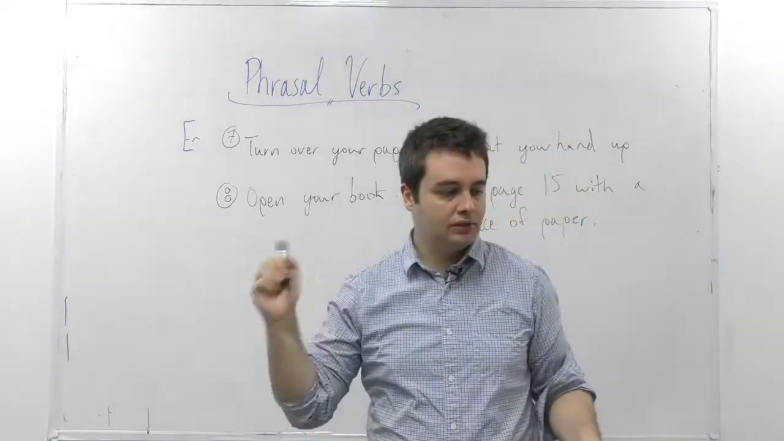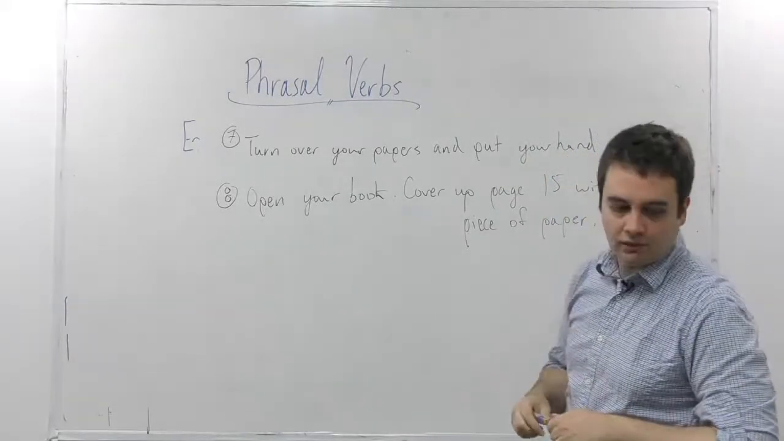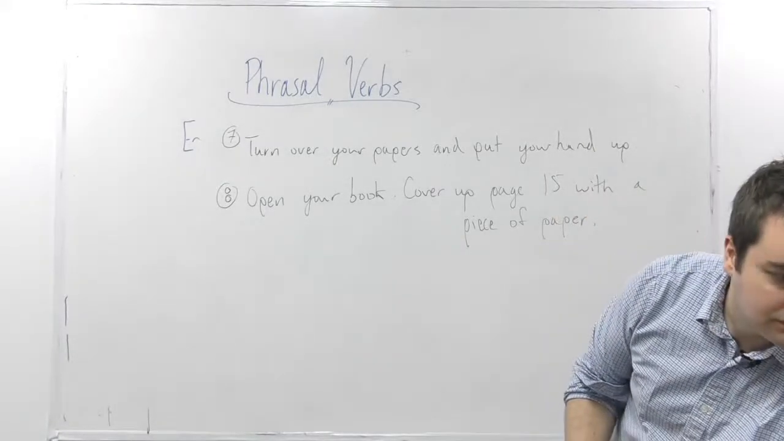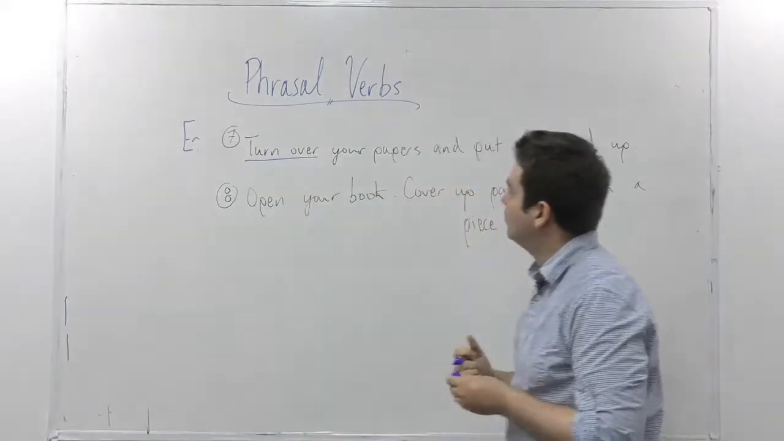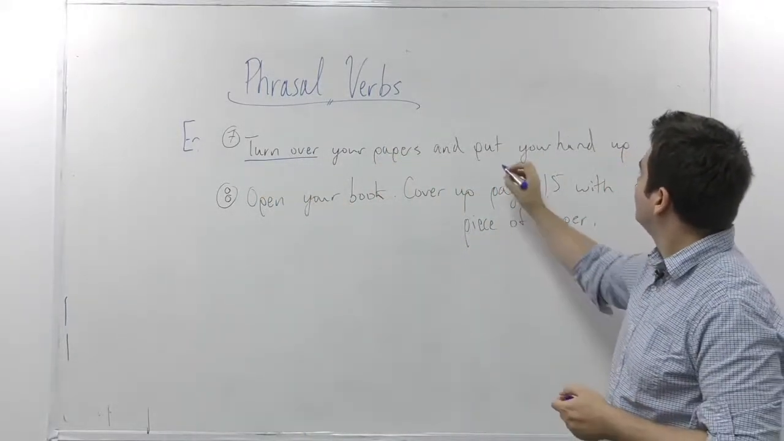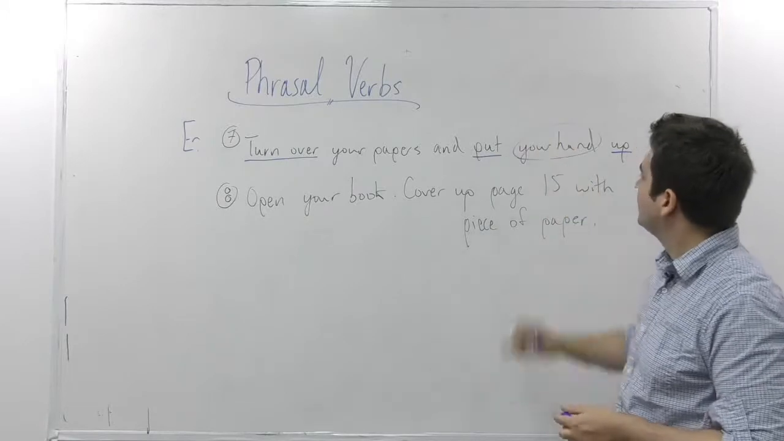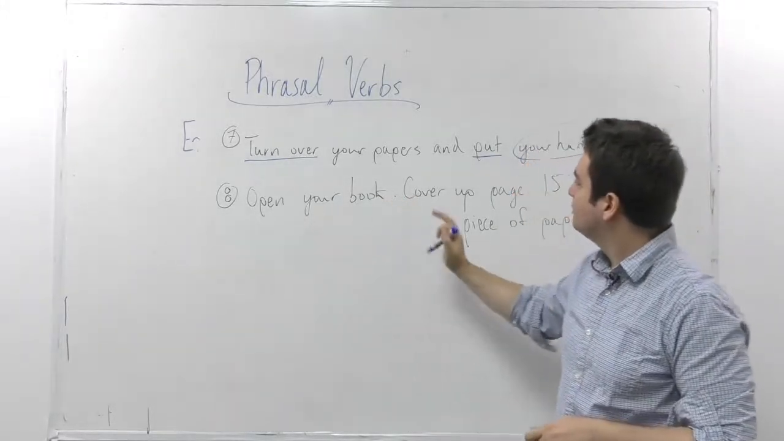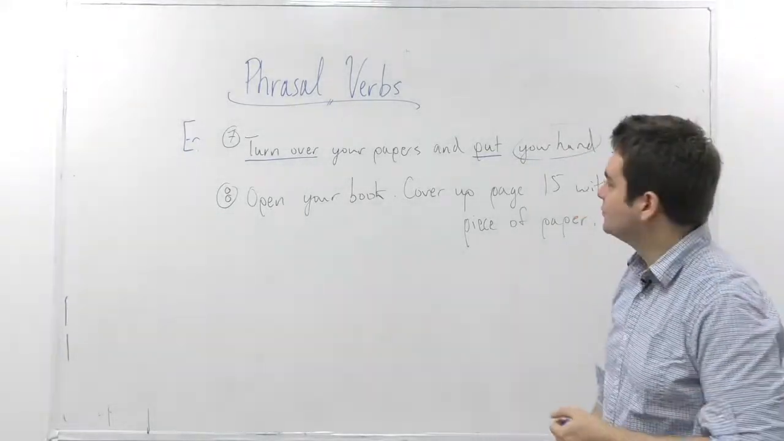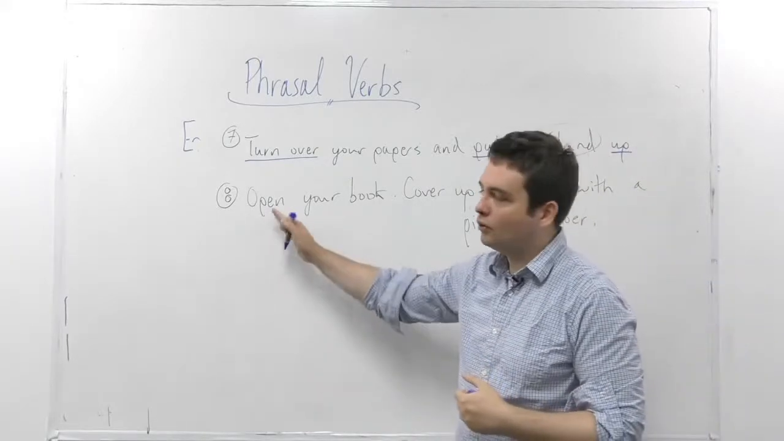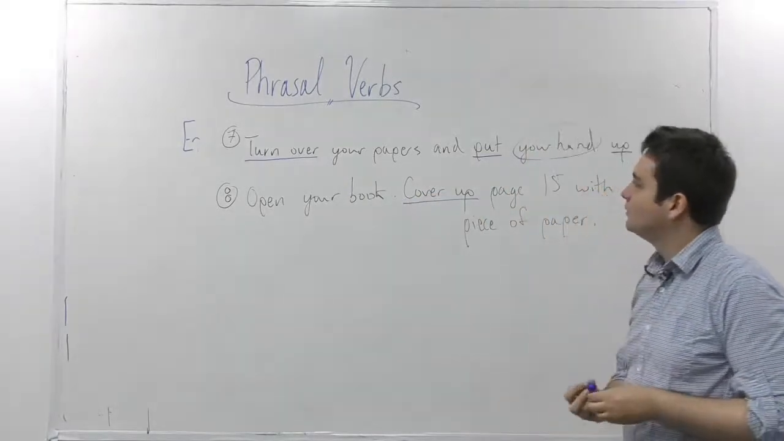All right, guys, so thinking of these 2 example sentences here, where are the phrasal verbs here? Maybe I'll do it with the opposite here. I'll underline the phrasal verbs in blue. Well, first phrasal verb is turn over. Turn over your papers and put your hand up. Put something up, right? Put your hand is the object, of course. Anyhow, open your book, cover up page 15 with a piece of paper. How about number 8? There's only one phrasal verb here. It's not open. Open is just by itself, right?